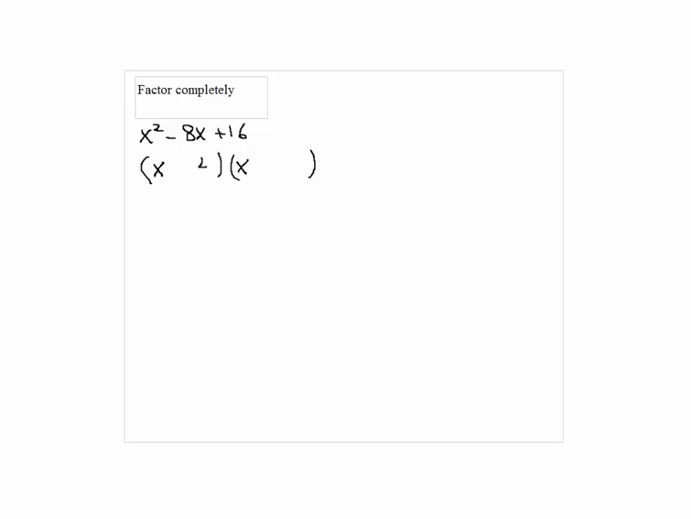Factor completely: x to the power of 2 minus 8x plus 16. You open two parentheses. There's nothing in common between these three terms except 1. So we have x to the power of 2. We can put x and x here. For constant 16, we can use 1 and 16, 4 and 4.